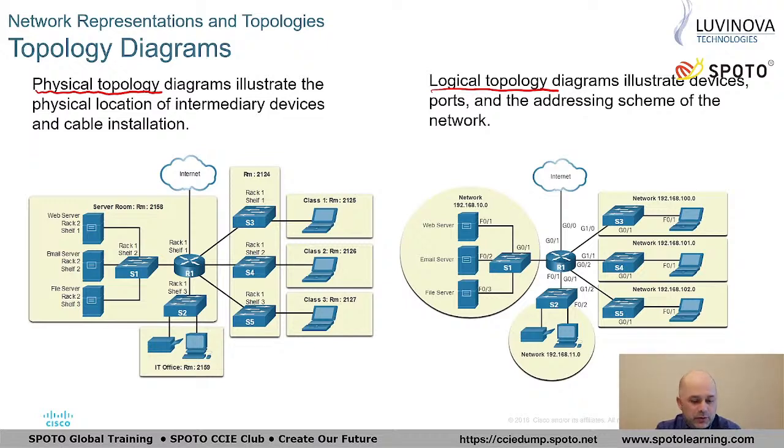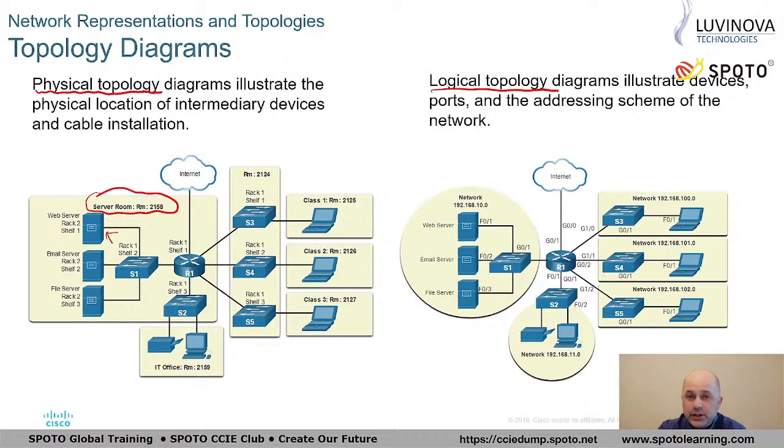So here is your network structure. The same network structure is valid for both. But what we have here is a server room. So we have a physical location of all devices in this network. Then you have rack 2, shelf 1, and the description of this machine. And this machine description is web server, right? Then you have an email server on rack 2 and shelf 2.